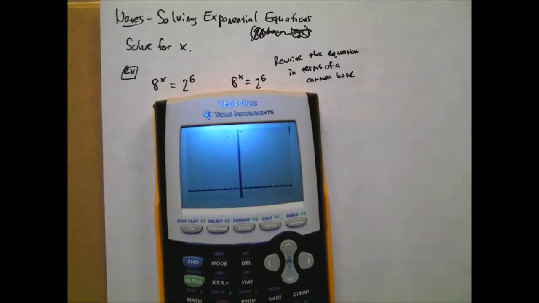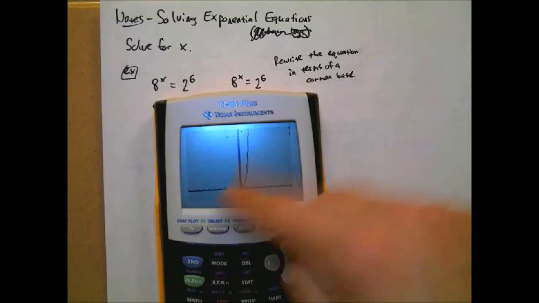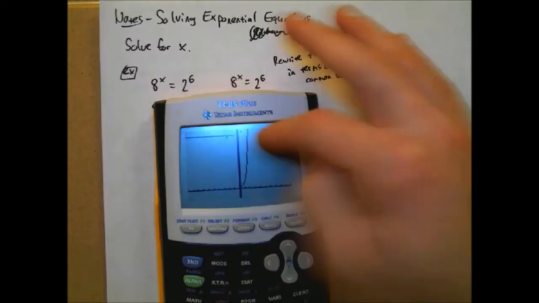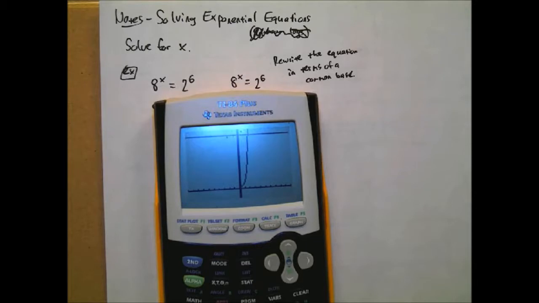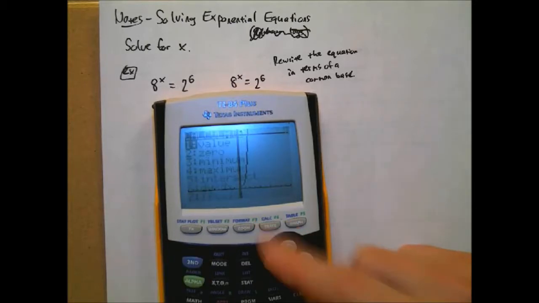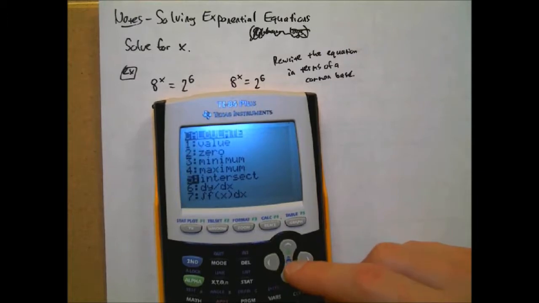Okay, so again, there's the left-hand side of our equation. There's the right-hand side of our equation. And where will the solution to this equation be located? Where they intersect. Exactly right. So we'll find the intersect by using the intersect command.